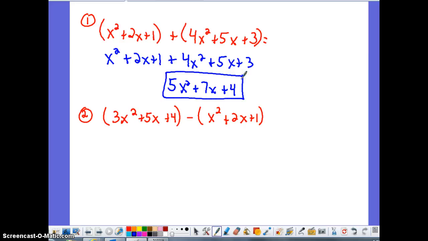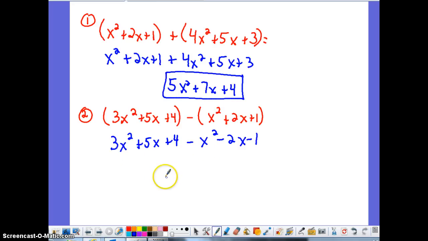Number two, very similar, but this time we're doing subtracting. So when you're doing subtracting, you're going to have to make sure you account for that minus sign in the middle. First polynomial is just rewritten. The second one, you have to distribute the negative through. So this is going to become minus x squared, minus 2x, and minus 1. Now again, combining like terms, 3x squared and the minus 1x squared is going to give you 2x squared. 5x minus 2x is going to give you plus 3x. And then 4 minus 1 is going to give you a plus 3.